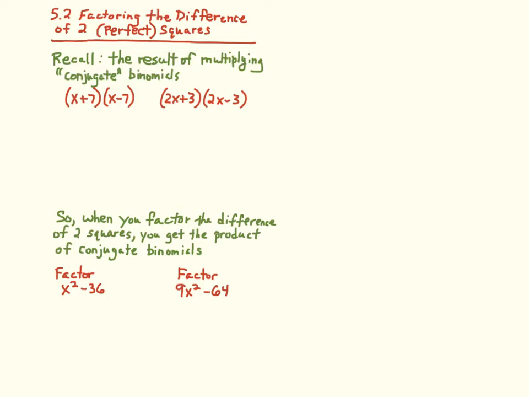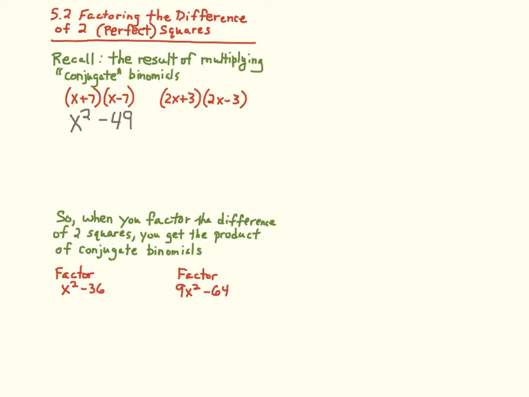But when the only difference is the sign between the two terms of the two binomials being multiplied, those are called conjugate binomials. Now, we may recall from multiplying these from the last unit that when you multiply x plus 7 times x minus 7, you actually get x squared minus 49.